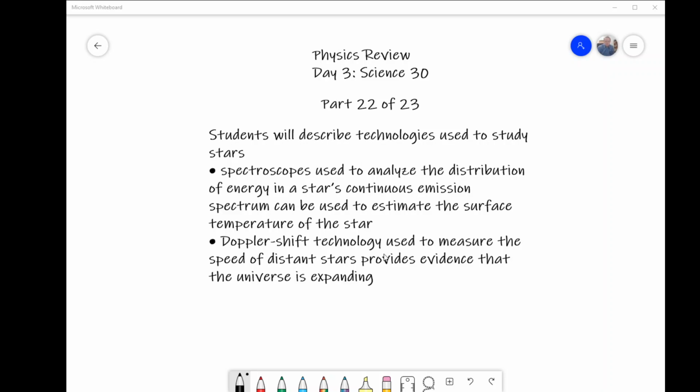Now the next topic is one that also gets pretty direct application in Physics 30. That was using spectroscopes, or how they're used, to analyze the distribution of energy and figure out the surface temperature of a star. That's because things at a particular temperature will emit a particular collection or profile of electromagnetic radiation.